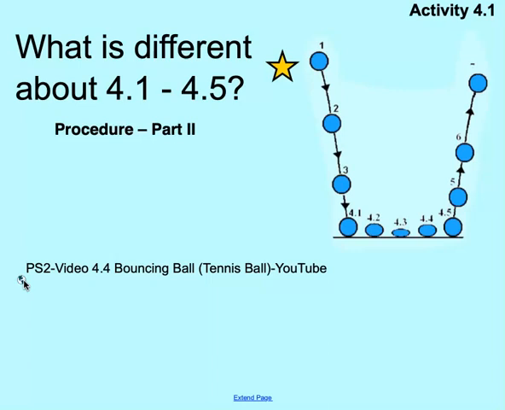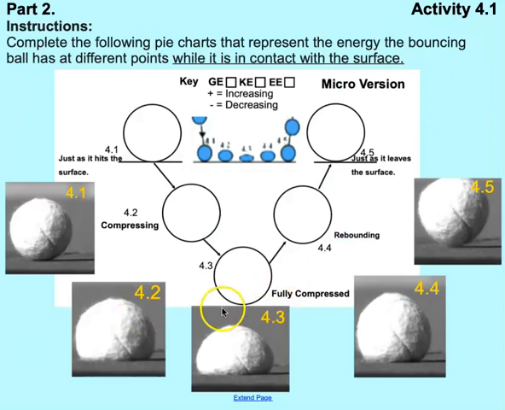All right. So as you do that, what I did was I took some screenshots of 4.1, 4.2, 4.3, 4.4, and 4.5. Once we get to 4.5, it leaves the ground. So when we look at 4.1, it's just as it hits the surface. Then it's starting to compress, maximum compression or full compression, and then it's starting to come back up. So what I'd like you to do is, again, take a pencil and lightly shade these in. Now, notice we actually added EE to it, so elastic energy.